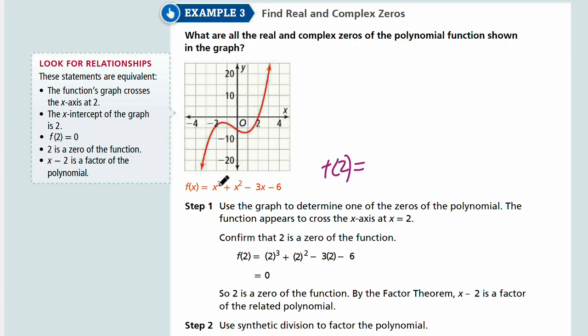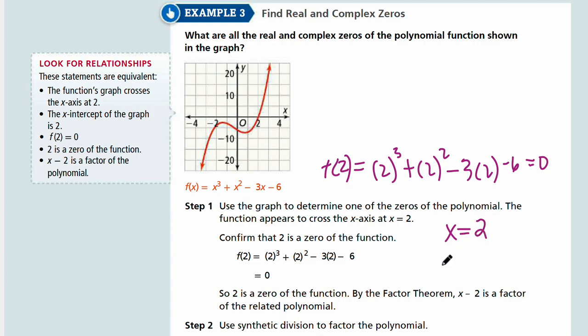So you can plug it in here, 2 cubed plus 2 squared minus 3 times 2 minus 6, and it should be 0. If not, this is not exactly 0. So 2 is one of the roots. By the factor theorem, we know that if x is equal to 2, one of the factors should be x minus 2, right? So yeah, x minus 2 is one of the factors.